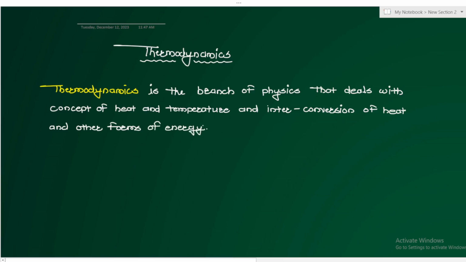So thermodynamics is the branch of physics that deals with the concept of heat and temperature and interconversion of heat and other forms of energy. Means what? Thermodynamics deals with interconversion. Interconversion means heat exchange between two systems or system and surrounding and other forms of energy. What is other forms of energy? Other forms means heat is transferred into the work done.